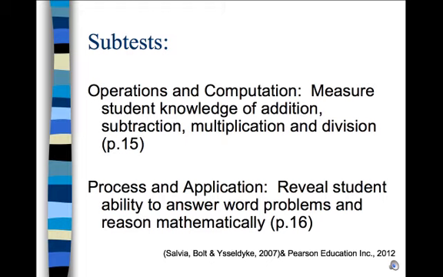Operations and computation measure the student's knowledge of addition, subtraction, multiplication, and division. Process and application reveals students' ability to answer word problems and reason mathematically. In this section, students solve word problems and demonstrate that they're able to use language and concepts from mathematics to solve problems.